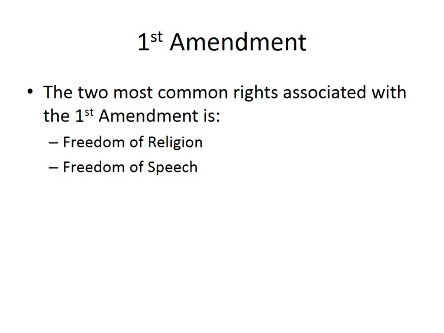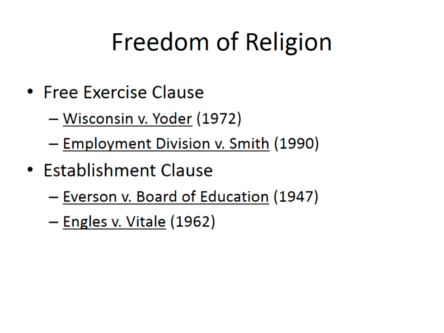Okay, so in the First Amendment, we start with freedom of religion and freedom of speech. We're going to start with freedom of religion. We have two separate parts. The Free Exercise Clause gives individuals the right to exercise their religion. The Amish may educate their children. Members of the Santeria faith may sacrifice animals. Children at school may pray on their lunch hour.